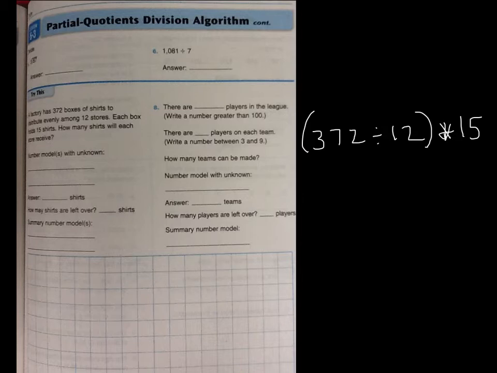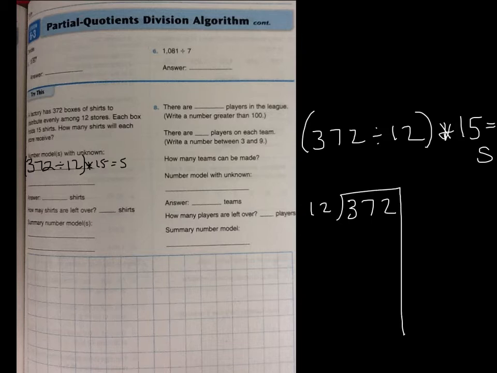Okay, so we have 2 steps here, and we could just say equals S for shirts. We are just going to do the first part of this problem together, the 372 divided by 12. You'll do the rest on your own. So I will write down over here to remind you that you're doing 372 divided by 12, and that whole thing times 15 equals S. So if we have 372 divided by 12, set up your division problem, and let's come up with some groups. How many groups of 12s can get us as close as possible to 372?